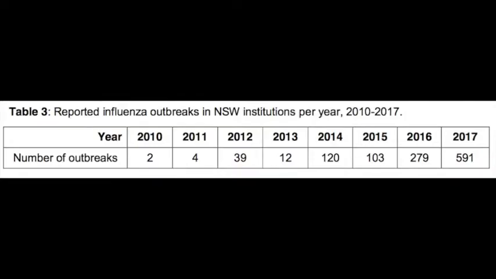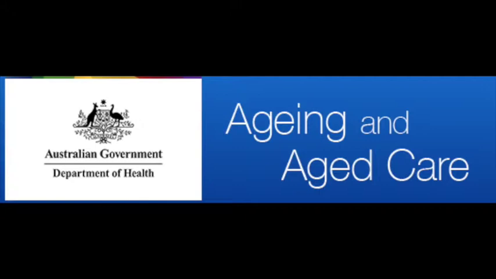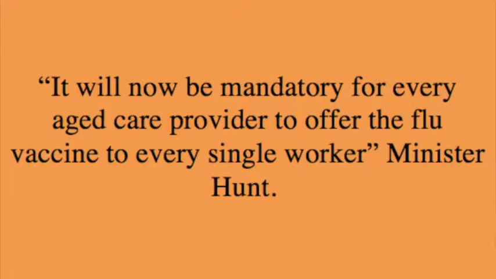Surveillance reports show that influenza outbreaks within institutions across New South Wales were over 4 times greater than the past 5-year average. As a result of these alarming statistics, the Australian government has been working towards methods to improve protection from seasonal influenza amongst the older age groups. Thus came the decision for mandatory influenza vaccination programs within residential aged care facilities.